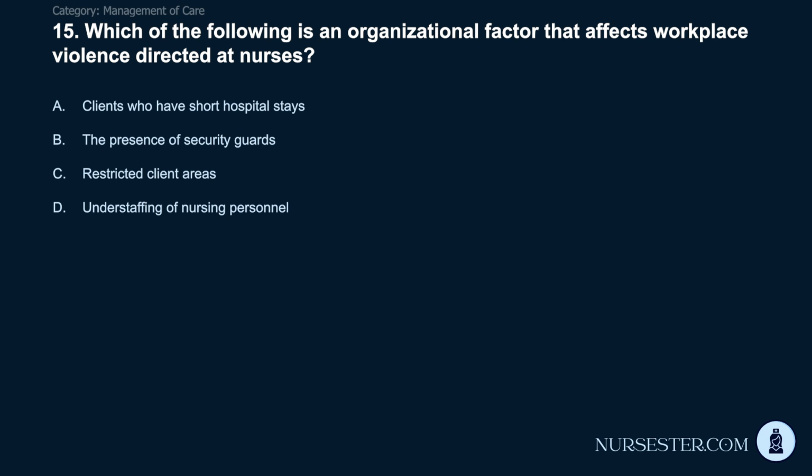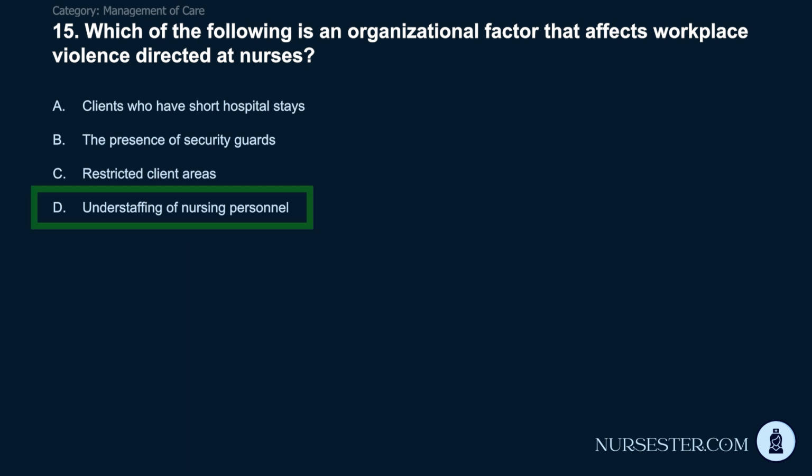15. Which of the following is an organizational factor that affects workplace violence directed at nurses? A. Clients who have short hospital stays. B. The presence of security guards. C. Restricted client areas. D. Understaffing of nursing personnel. Correct answer: D.